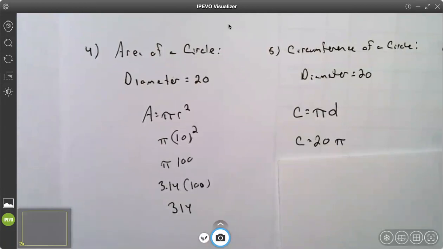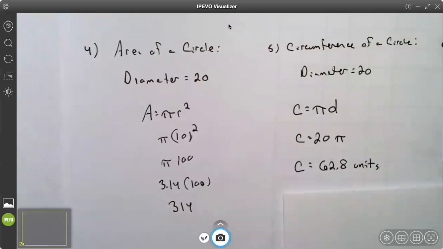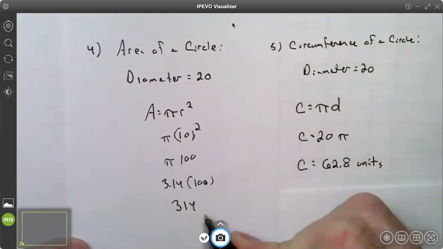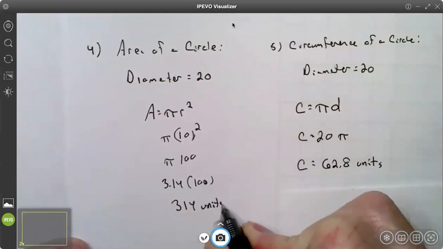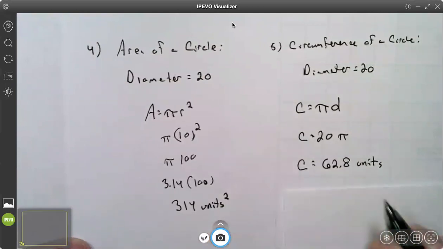Pi is 3.14. 10 times 3.14 is 31.4. I can double that to 62.8. So that one could be done in your head if you're pretty good at math in your head. And this is not square units. This is just units. Area is always square units. Circumference or perimeter is not.